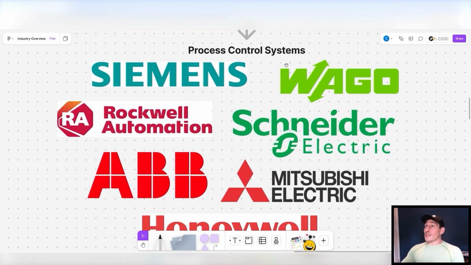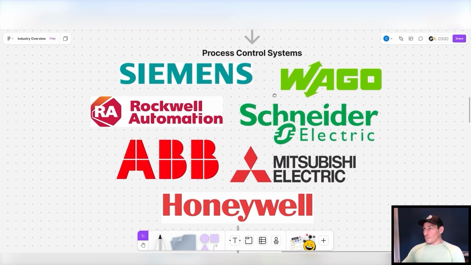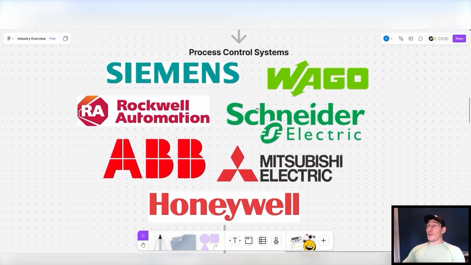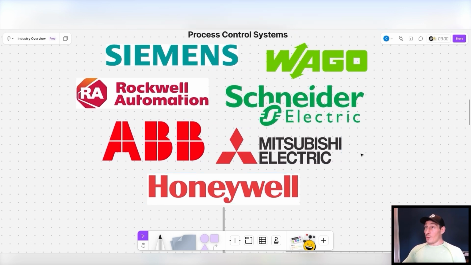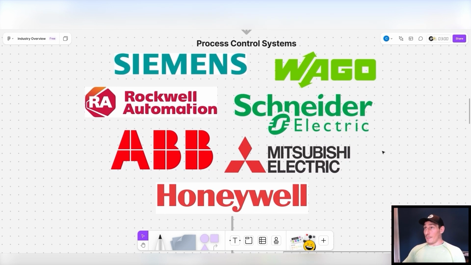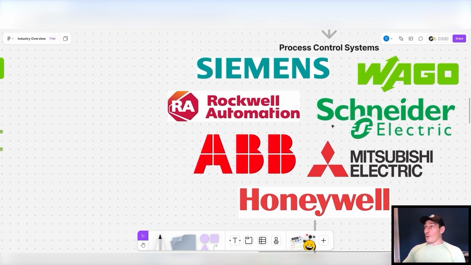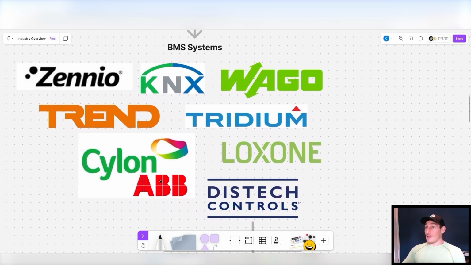So, process control systems. And I'm sure a lot of you who are interested in this industry or already working in it are aware of these. Siemens, Vargo, Wago, Rockwell, Schneider, ABB, Mitsubishi, Honeywell. These are all big players, big manufacturers when it comes to industrial process control and instrumentation. And what you'll see is certainly ABB.